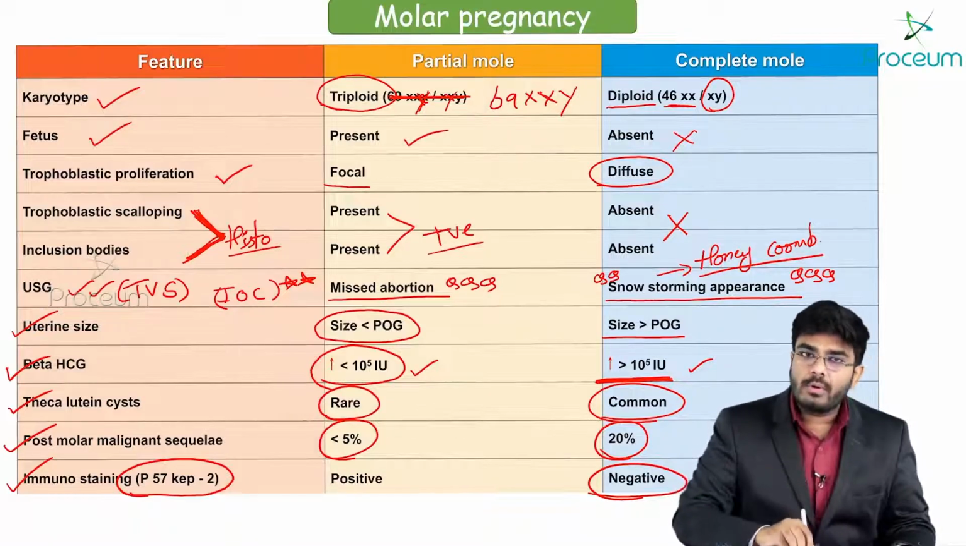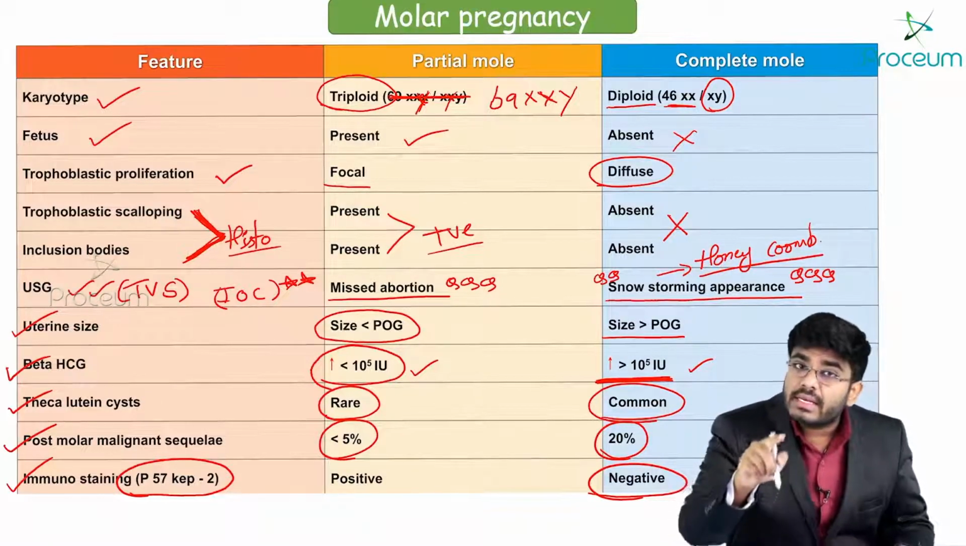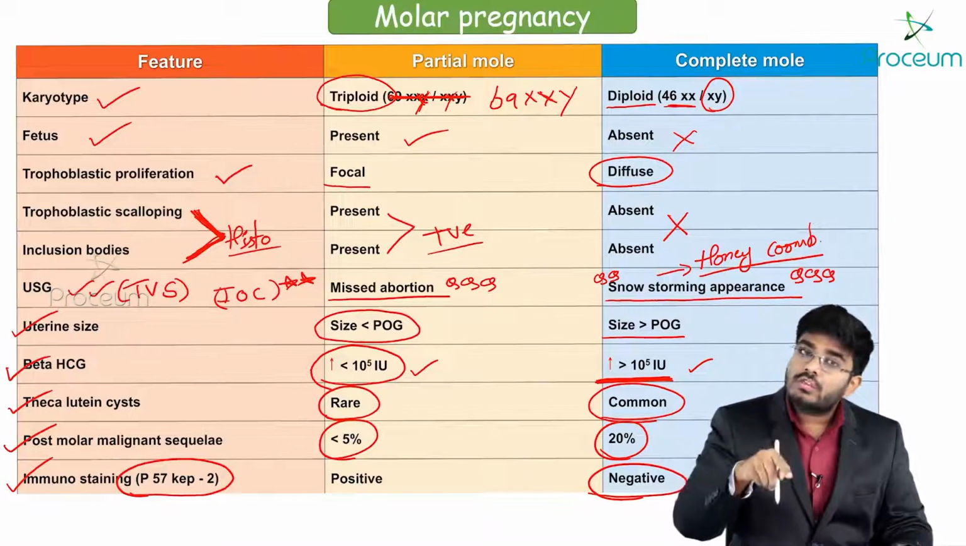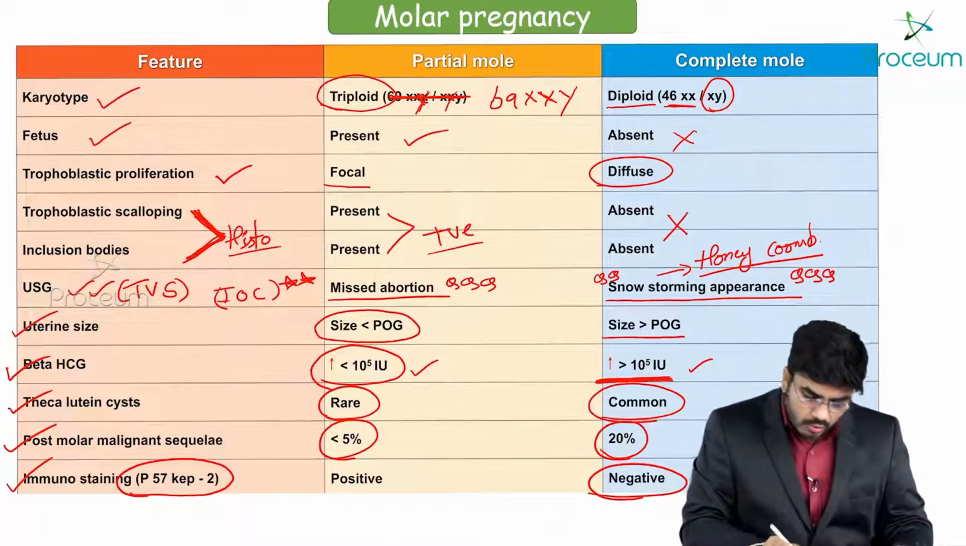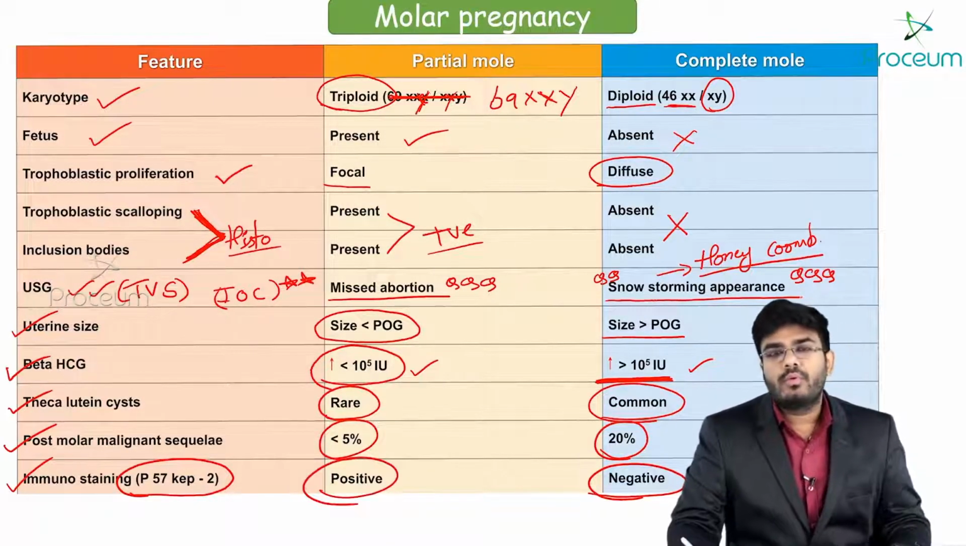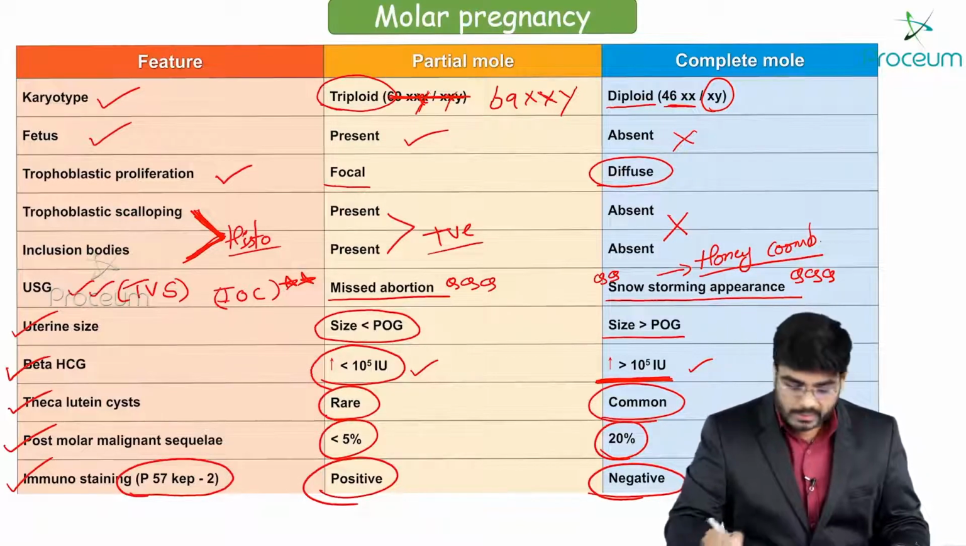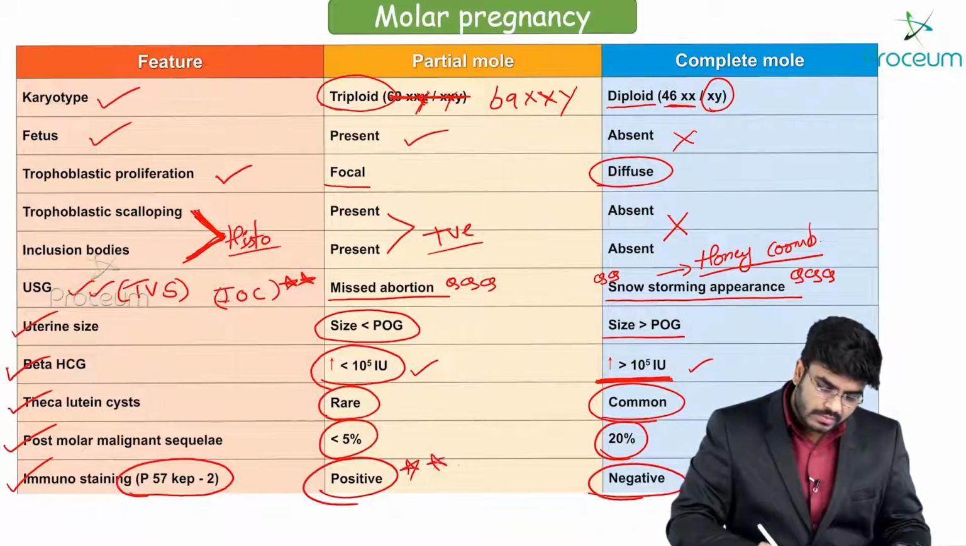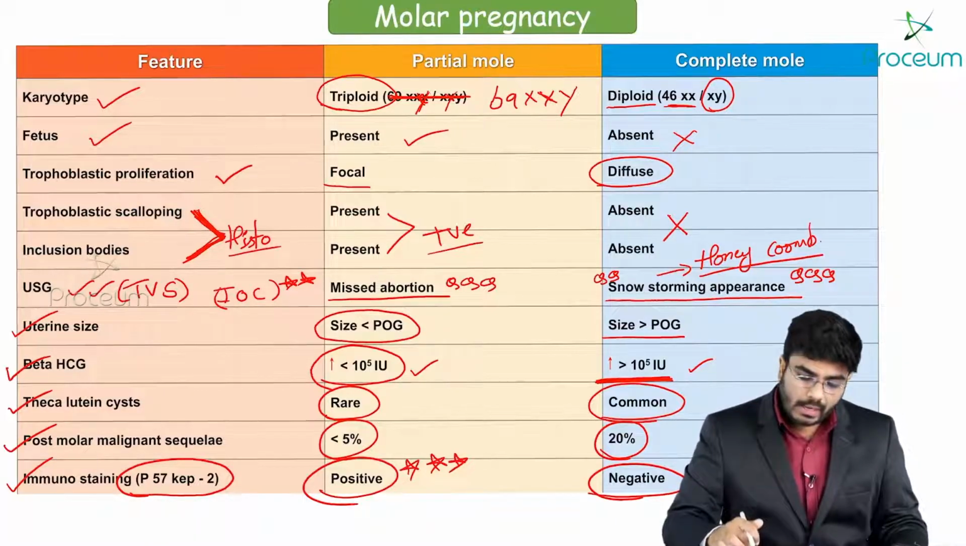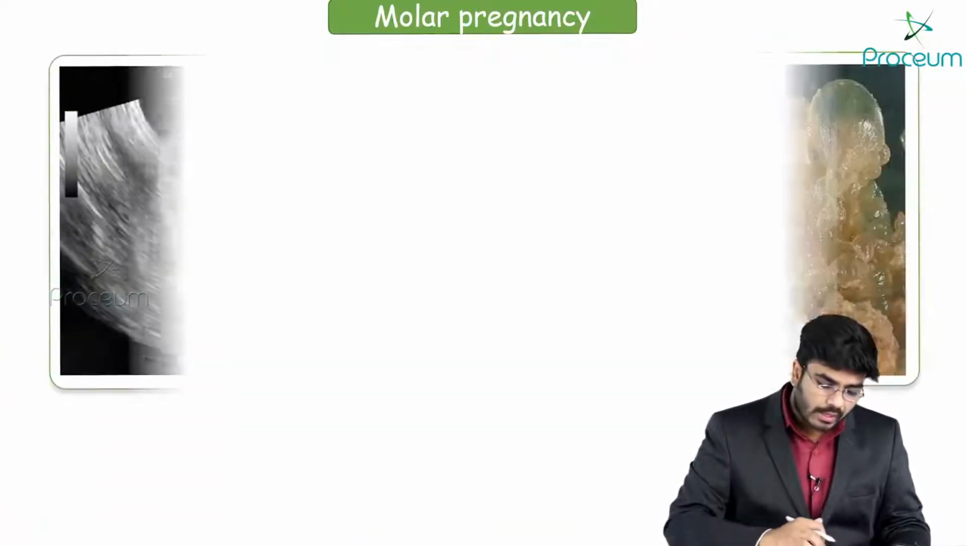In partial mole, the extra genetic material is paternal in origin. There is also maternal genetic material. So here the P57 Kip2 stain is going to be positive. MCQ, MCQ, MCQ.